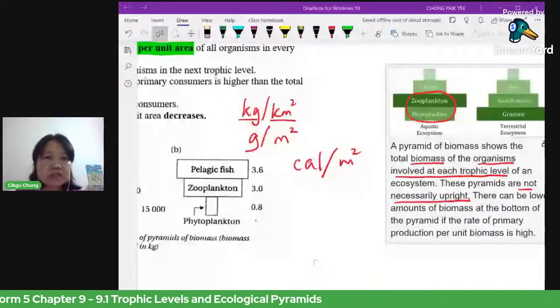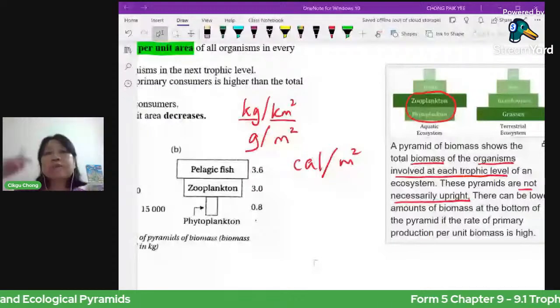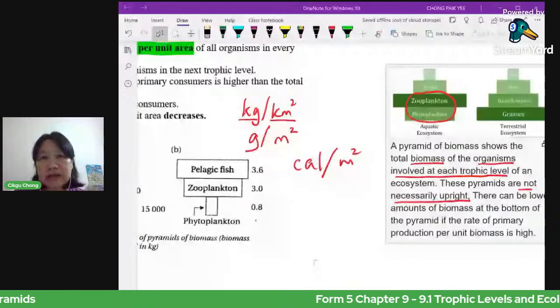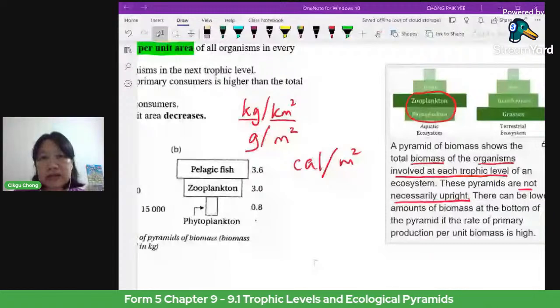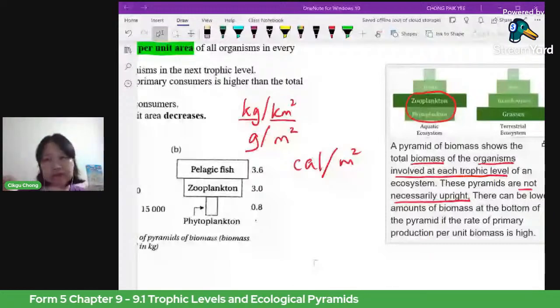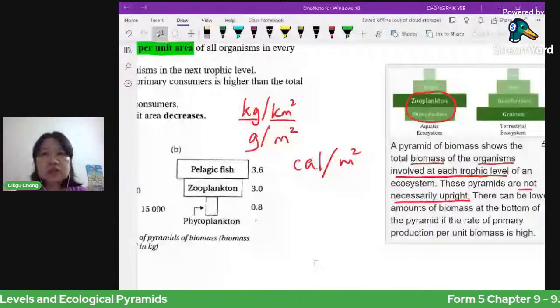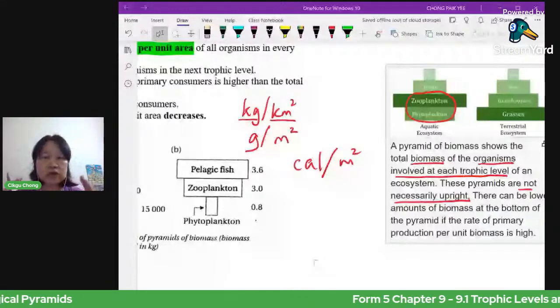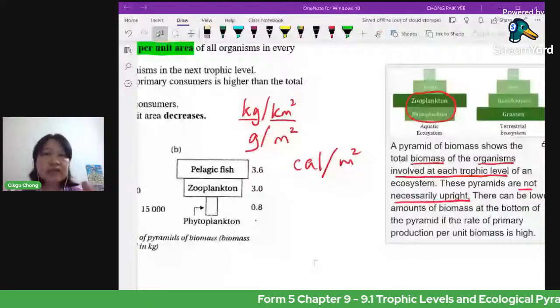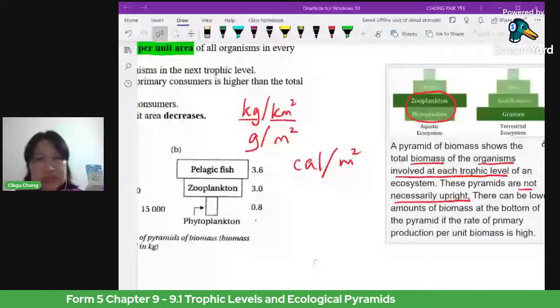As you know earlier, you only get 10% to go up to the next level. Out of whatever is at the base, whatever goes up, you only get 10% transferred up. And subsequently, from this level to the next level, you also get only 10%. Because of that, your pyramid can only become smaller and smaller at the top. So this pyramid of energy can never be inverted. It is not possible to be inverted.